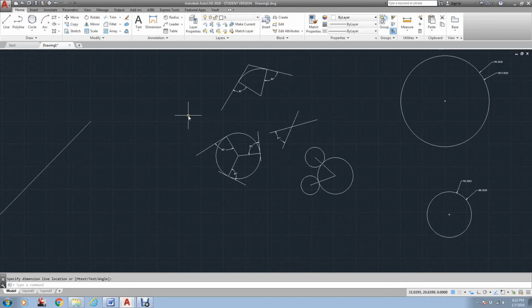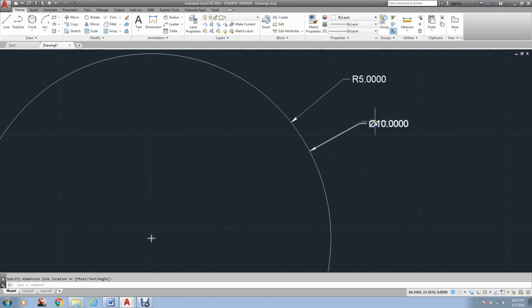So that concludes the circle video, but understand that this one can cause a lot of problems. Just remember that the tangency, and understand that this means diameter, and of course R means radius.